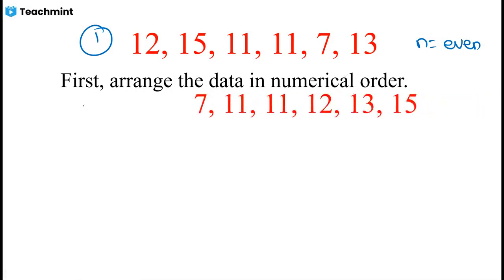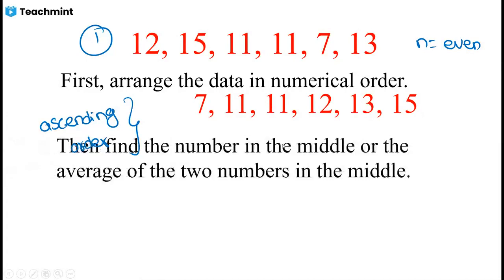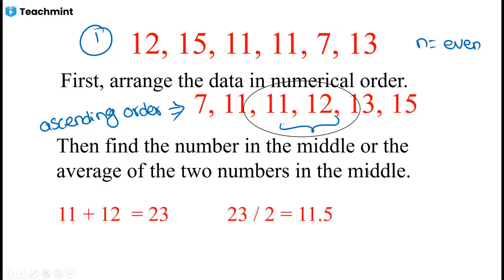Here they use ascending order. You can follow descending order also, whichever you choose. If you have two middle terms, take the average of those two. So 11 plus 12 divided by 2 is your answer. We add those two and then divide by 2 to get the median. So the median is 11.5.